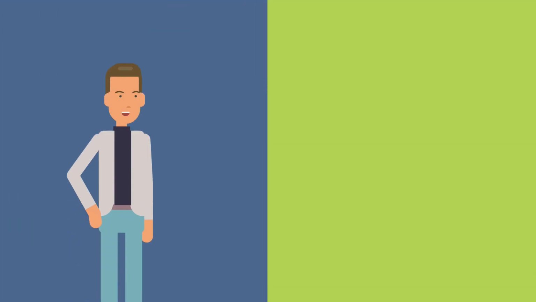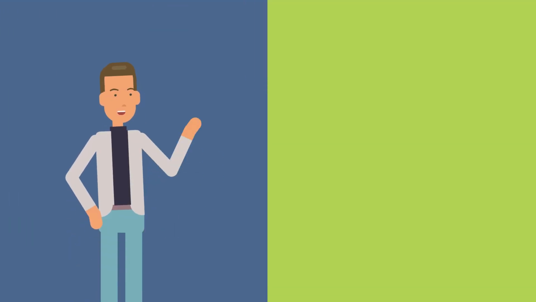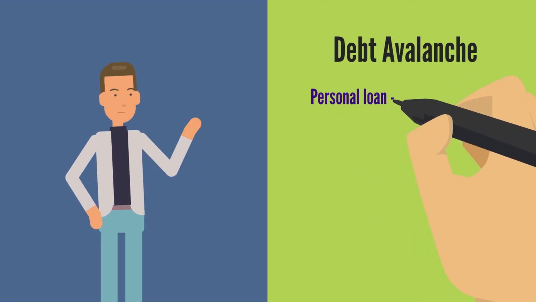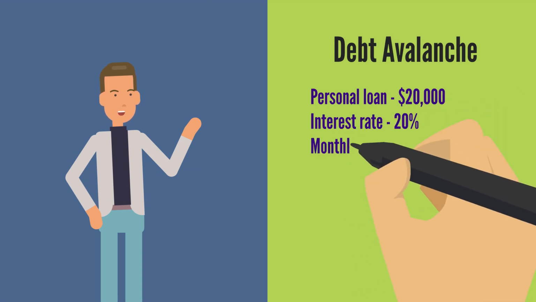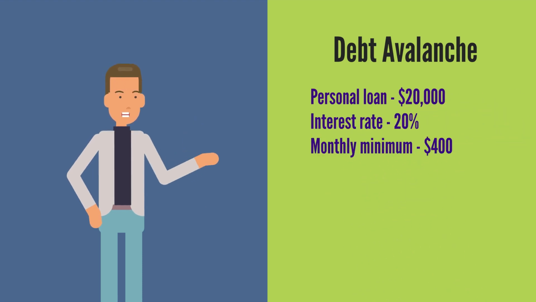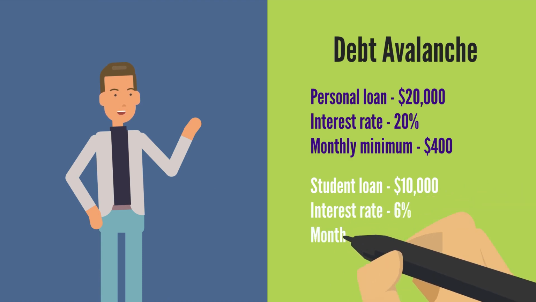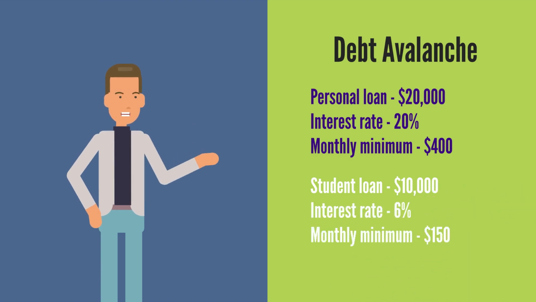First of all, paying off your obligations in declining sequence of interest rate from the highest to the lowest is known as the debt avalanche. This implies that the outstanding balance on each debt is unimportant. For illustration, suppose you have a personal loan with a balance of $20,000 and a 20% interest rate. The monthly minimum in this case is $400. You also have a $10,000 student loan with a 6% interest rate and a $150 minimum payment.